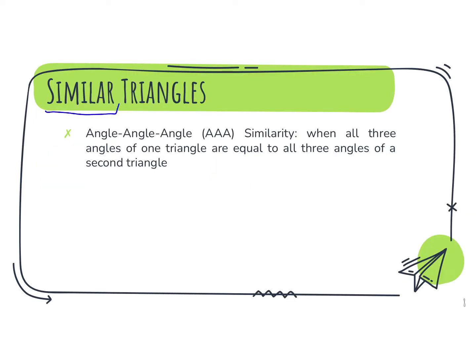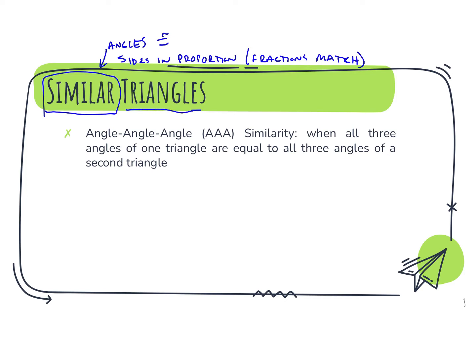If you recall, similar means angles are congruent, sides in proportion. Proportion just means that the fractions match. So, kind of like when we had congruent triangles, now we have similar triangles. And there's a couple different ways we can solve that.